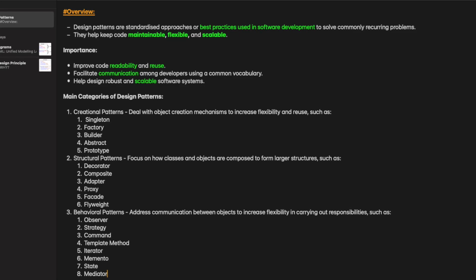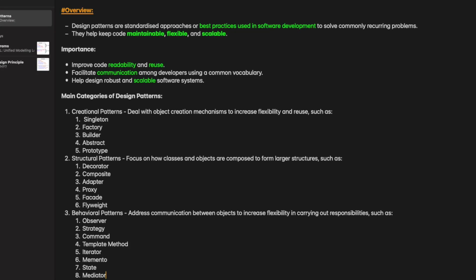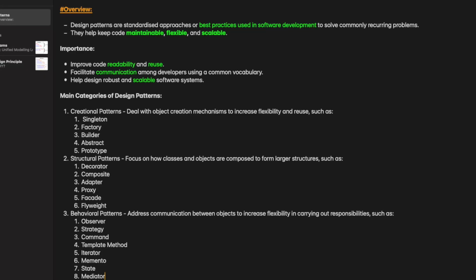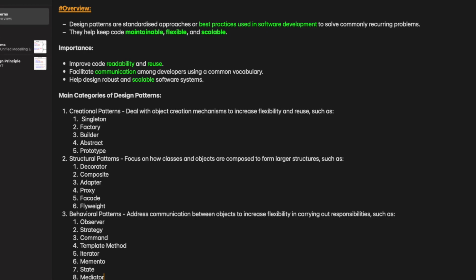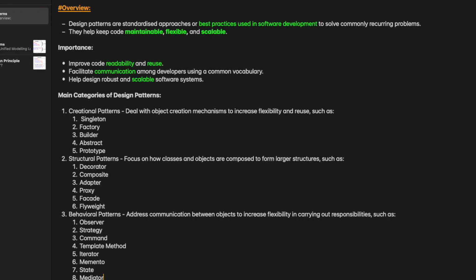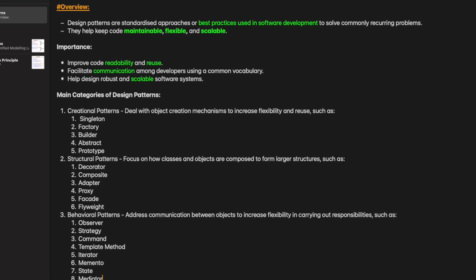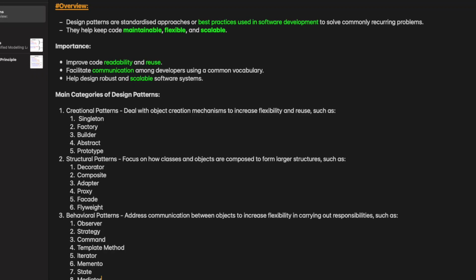So the first two you will be able to understand. The first one, creational pattern, is related to object creation. The second one basically focuses on how classes and objects are composed to form a larger structure. The third one is the most important one. And why are the behavioral design patterns the most important ones? Because they provide flexibility. Here we'll focus more on making the solution more general and scalable to use.